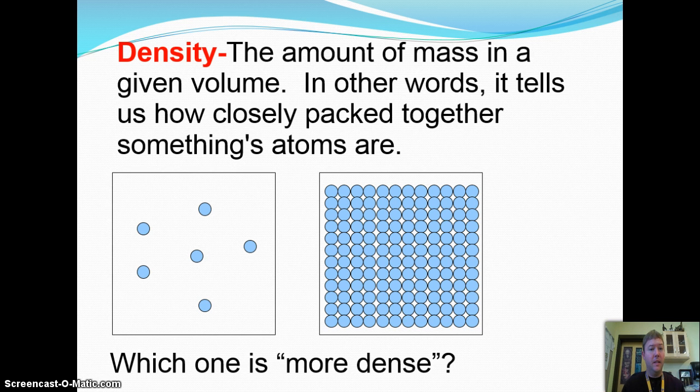So what is density? Density is defined as the amount of mass in a given volume. In other words, it's telling us how closely packed together something's atoms are. So here we have two blocks that are exactly the same volume. However, when we look at their masses, they're obviously going to be different. The atoms in this one are packed closely together, and there are tons of them. Over here, there's very few of them. So obviously, there's a lot of space, which means this will have less mass than this. So less mass in the same given volume means this one over here is going to be less dense than this one, and this will be more dense.